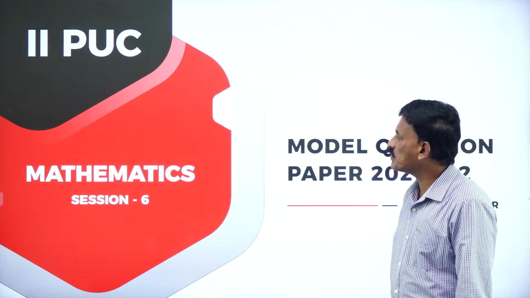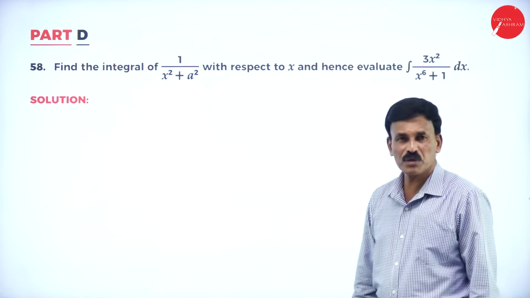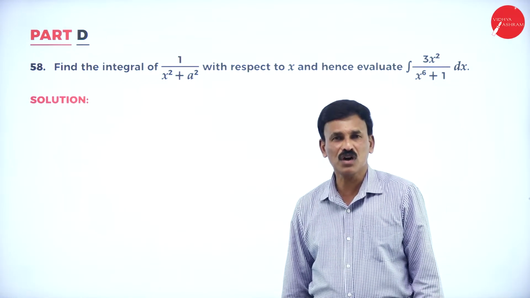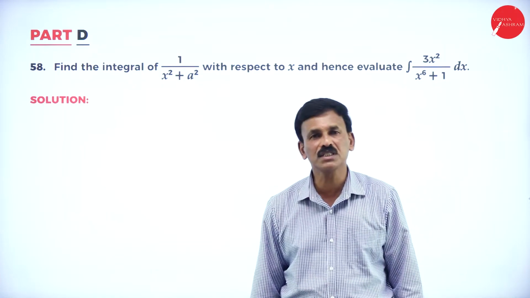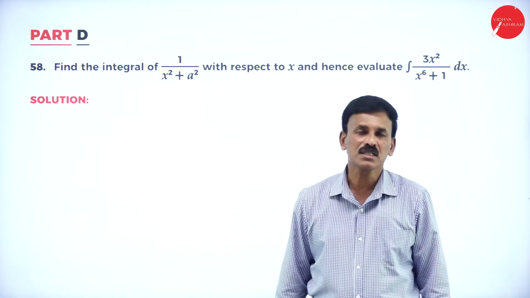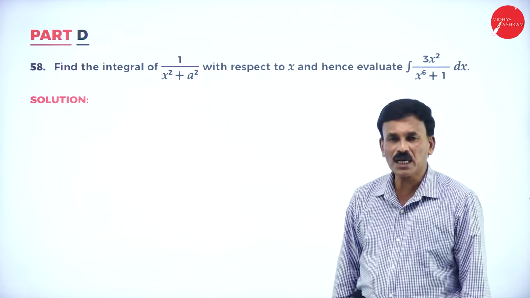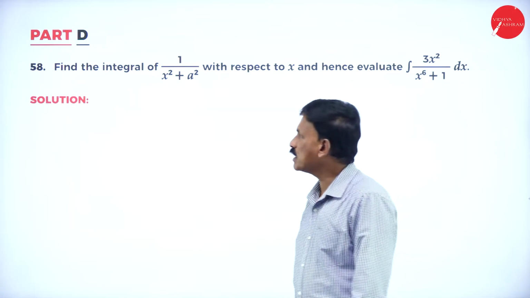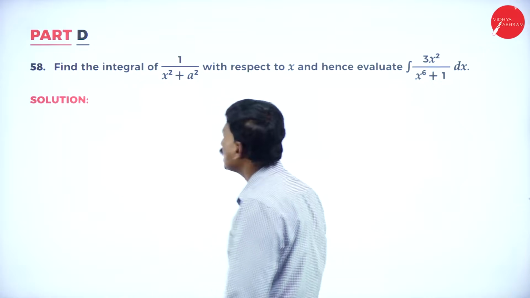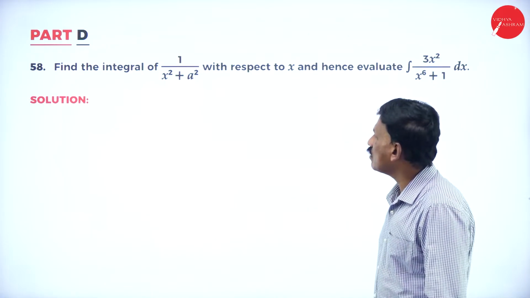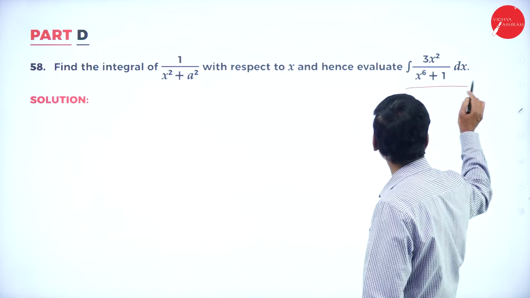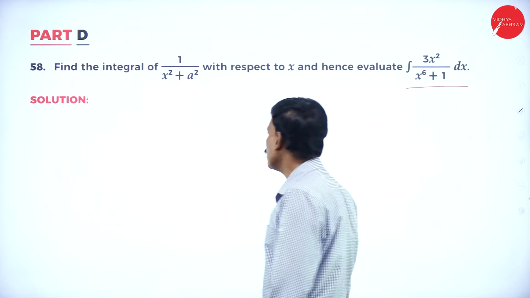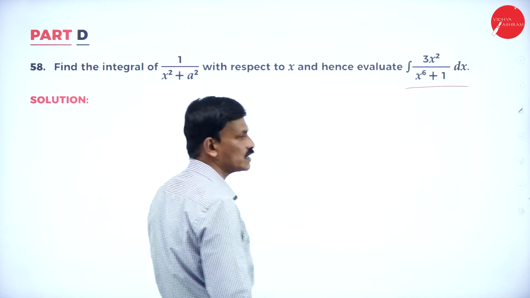Now let us come to the first problem. What is the first problem? Now all the problems are from volume 2, that is integrations, application of integrations, differential equations, then 3D geometry and probability. Okay, now let us come to the problem, integration. Now find the integral of 1 over x square plus a square with respect to x, and hence evaluate integral 3x square divided by x to the power of 6 plus 1 dx.